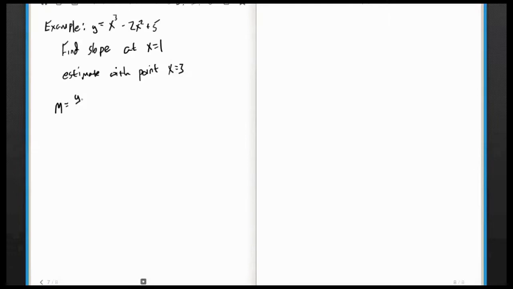All right, so what are our 2 points? m equals y2 minus y1 over x2 minus x1. y2, if I plug a 3 into here, that's 27 minus 9, 18, plus 5, 23. Wait, let me recompute: that's 27 minus 18 plus 5, 14. And so 14 minus, if I plug a 1 in there, 1 minus 2 is negative 1, plus 5, 4. Over, well, 3 minus 1 is just 2, equals 10 over 2 equals 5. All right, well, I don't know if that's a reasonable answer or not.